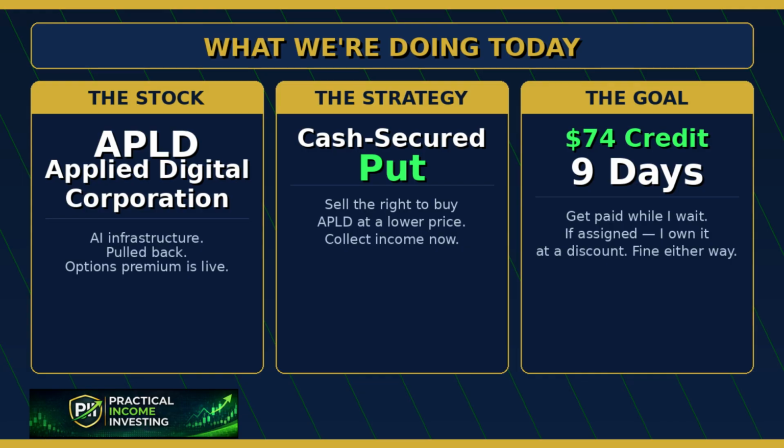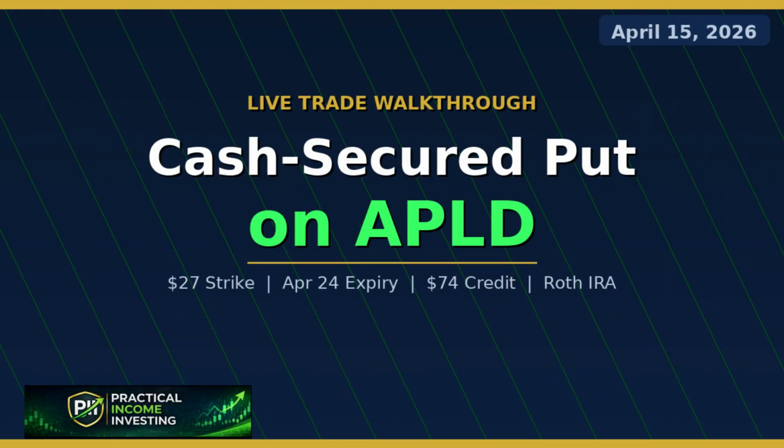I collected $74. Now on $2,700 of capital to secure this trade, that's 2.74% in 9 days, which annualizes to about 111%. That's why we do this. If the stock stays above my strike, I keep the cash and move on. If I get assigned, I own the stock I was already willing to buy and I get it at a discount. Either way, I'm good. Let me show you exactly how I set this up. Now let's get into the trade.